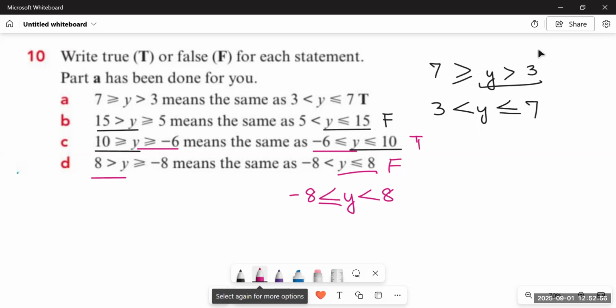So here we have completed till question number 10. Inshallah, in the next video, we are going to try completing this exercise.